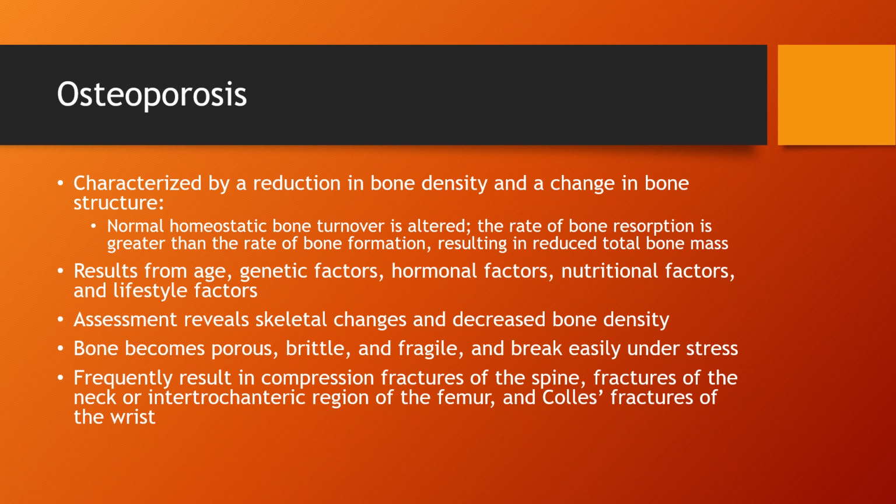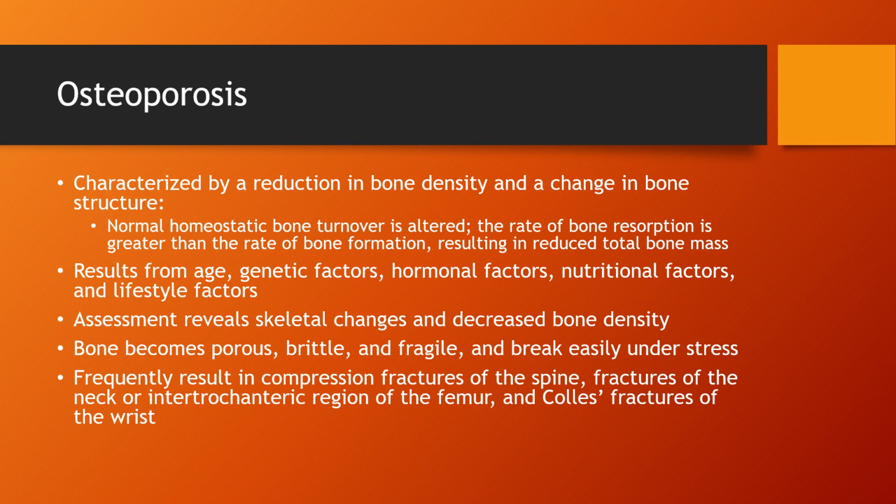Okay, now we're going to talk about osteoporosis. And this is characterized by a reduction in bone density, change in bone structure. The normal homeostatic bone turnover, which we talked about previously, is altered, and the rate of bone resorption is greater than the rate of bone formation, and it results in a reduced total bone mass. Risk factors for this are age, genetic factors, Caucasians tend to be at higher risk, hormonal factors, postmenopausal women, nutritional factors, and lifestyle factors.